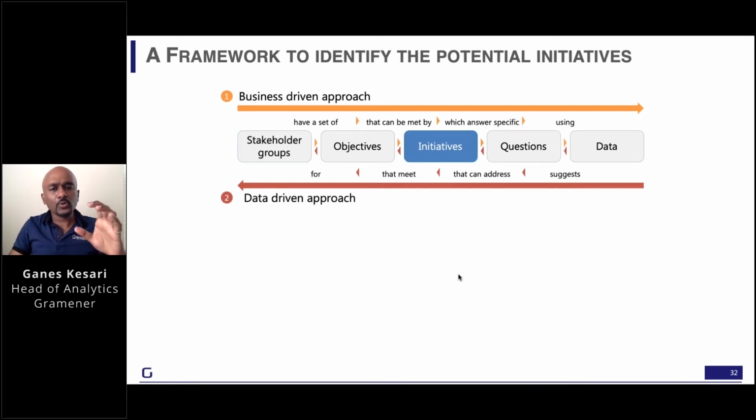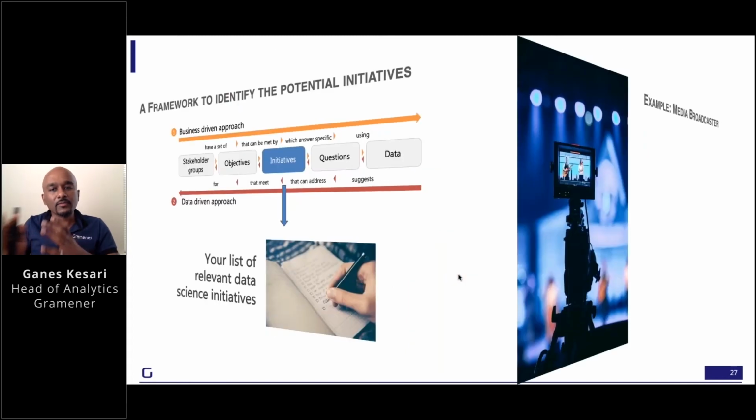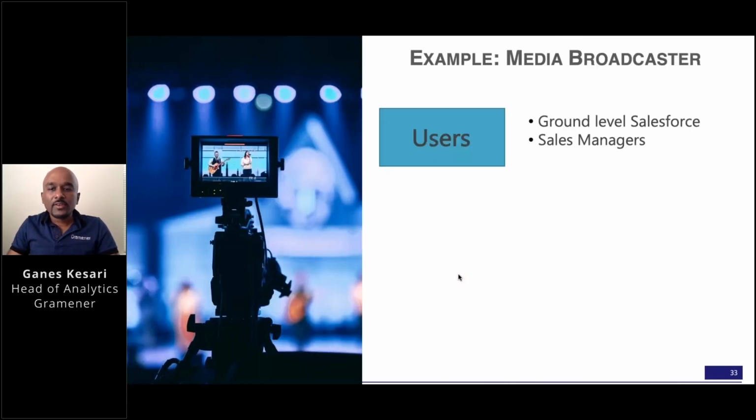So once you map both of these and come up with an alignment, you have your list of relevant data science initiatives. So that's what we will use for the next stage, and we'll talk about prioritizing and building a roadmap. So here in our example with a media broadcaster, we went through this process.